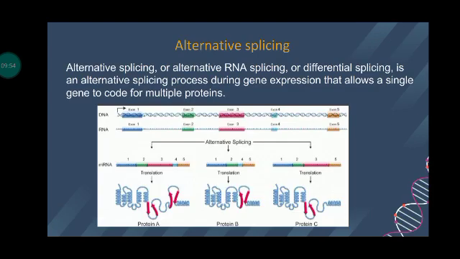So when we are looking into splicing, we also need to understand what alternative splicing is. This process is also known as differential splicing, where during gene expression it allows a single gene to code for multiple proteins. In this picture you can see in protein A's mRNA all the 5 exons are present, but in protein B's mRNA only 4 exons are present and exon number 3 is absent, and therefore there is a structural change or change in folding between protein A and protein B.